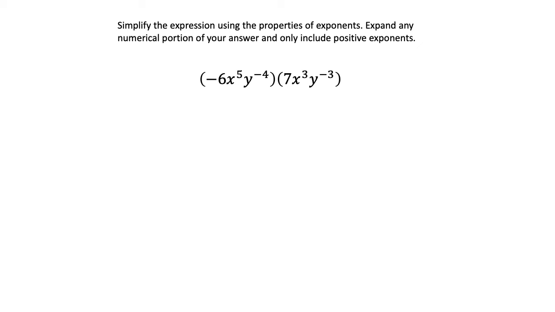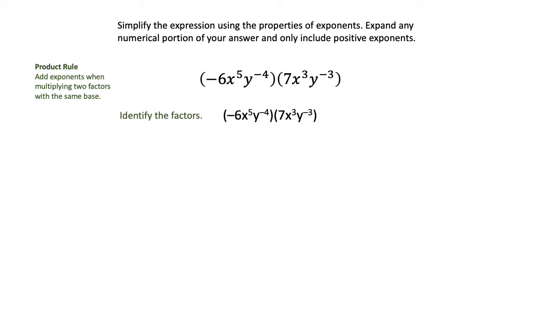In this video, we are going to use the product rule to simplify a multiplication expression. And the first thing we're going to do with the expression is identify the factors that we have. So take a look at the expression and you'll notice that you do have two sets of parentheses. The parentheses indicate that we are to multiply these factors together.